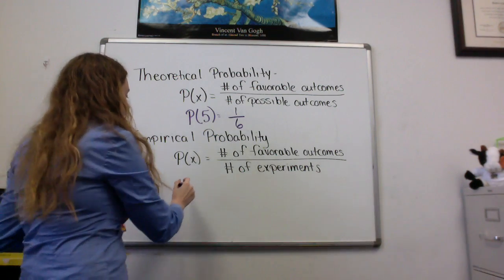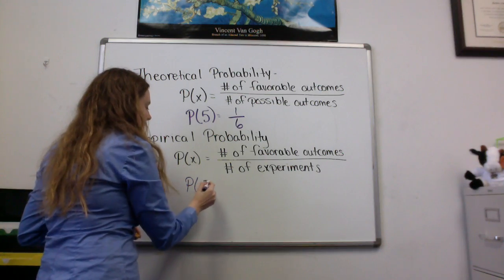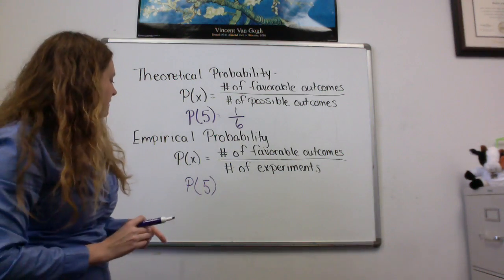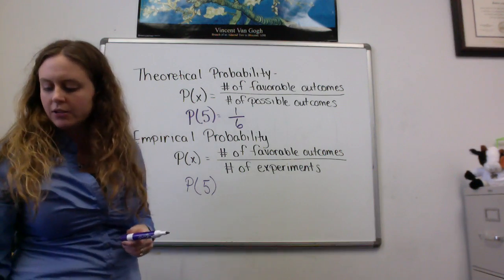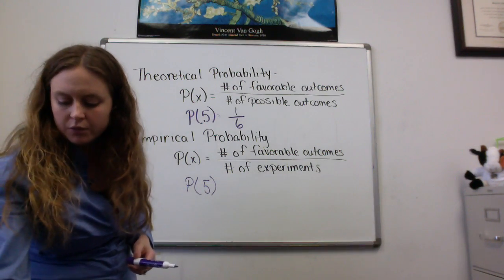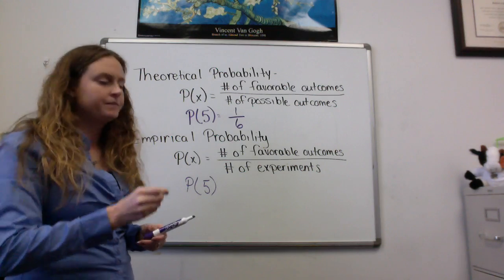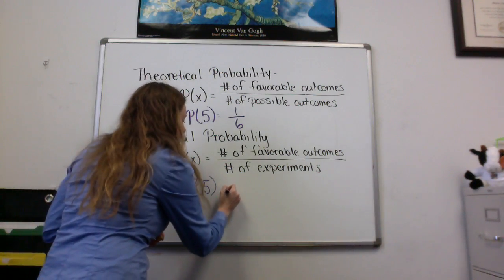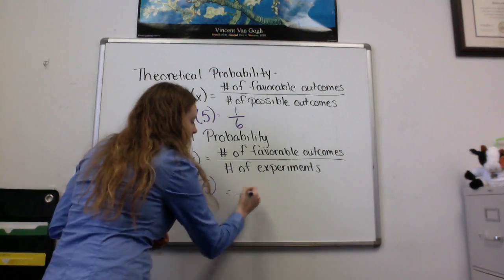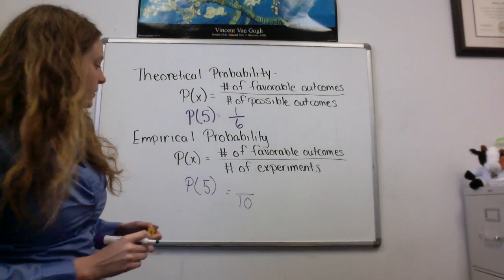Now with the empirical probability, I'm still going to have it written, the probability of rolling a 5, but this time I'd actually have to roll the dice. So I'd literally take it and roll. And I got a 5. And I've actually already done this. I did it 10 times. So that was my number of experiments. I rolled my dice 10 times and I recorded my results.